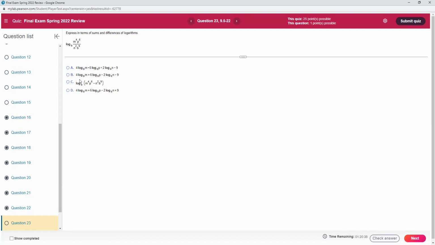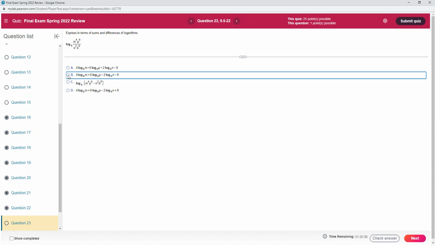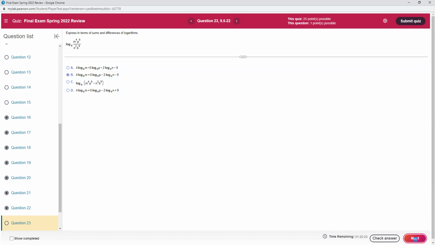So the only one that matches ours would be B. 4 log B of M plus 6 log B of P minus 2 log B of N minus our 9. So the only one we can pick would be B and move on.